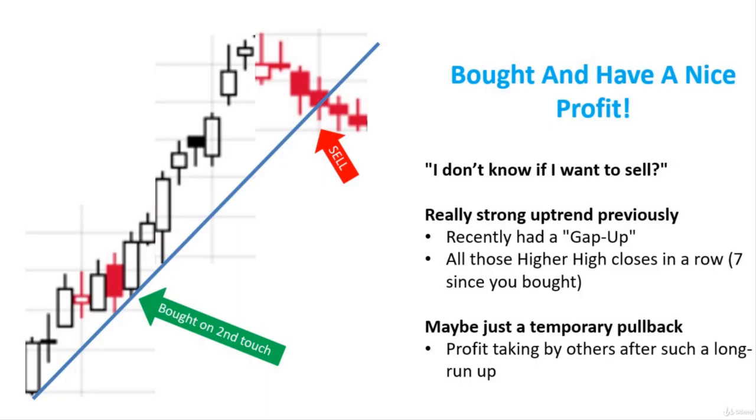So that's good too. But now there's this temporary pullback, or maybe it's a temporary pullback, you don't know. You reach that peak and then the candlesticks start going red, it's starting to go down, and it crosses that trend line. So with all those high closes in a row and the gap up, do I really sell because it crossed that trend line, or are people just taking some profits? How do I apply my 1-2-3 rule to this is the idea.